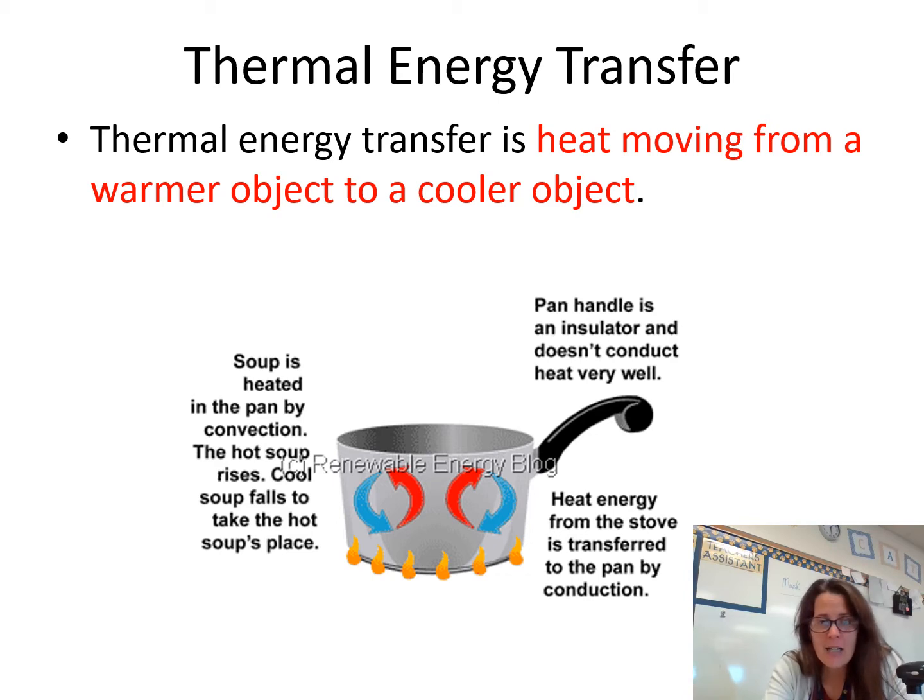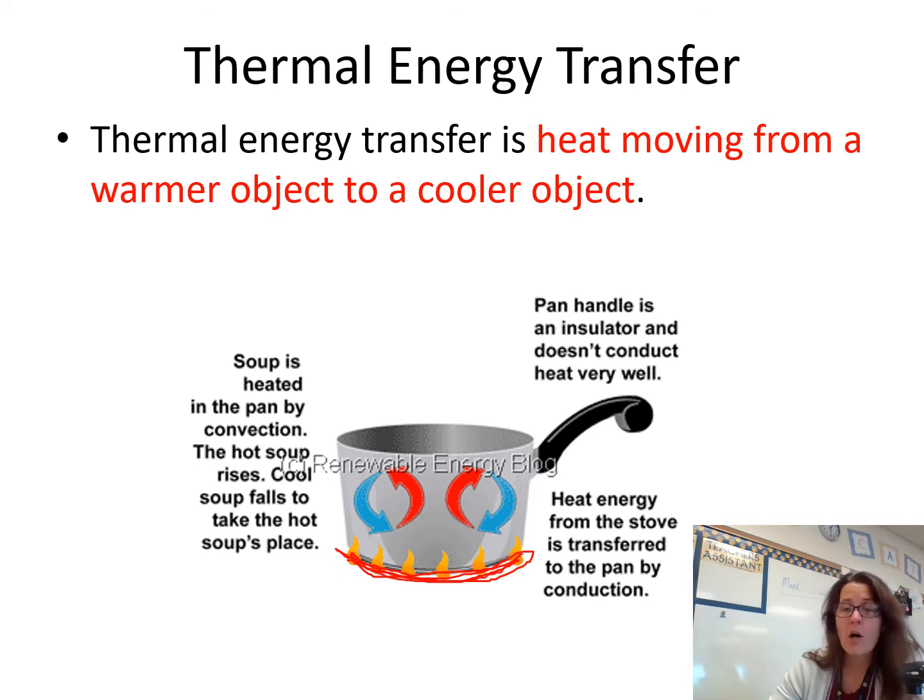Okay, and then heat energy from the stove is transferred to the pan by conduction. So we see under here, we see the flame is actually touching the pan right there. Okay, so if we got something touching something else, we've got conduction, because conduction is all about direct contact. Pretty cool, huh?